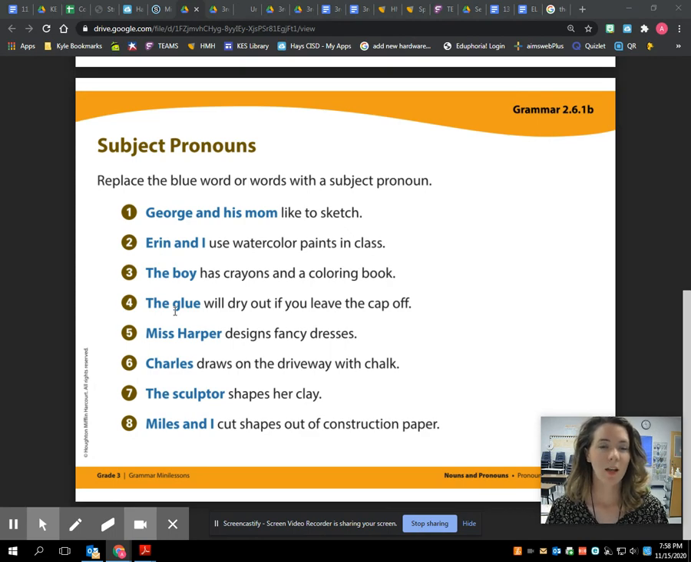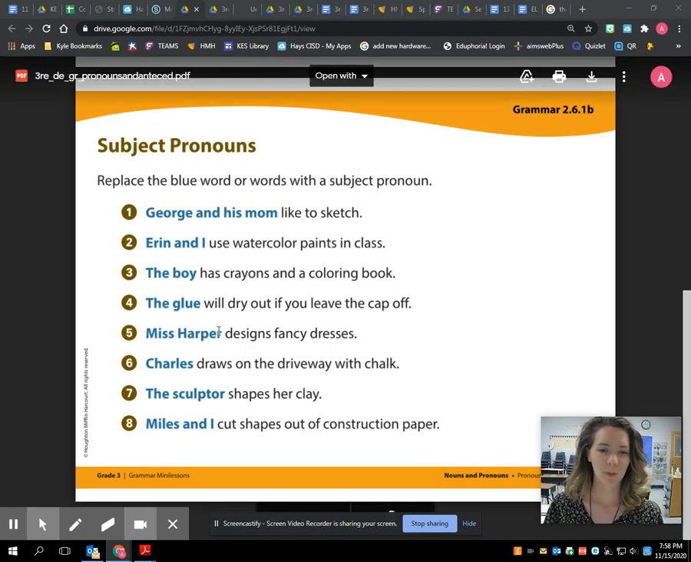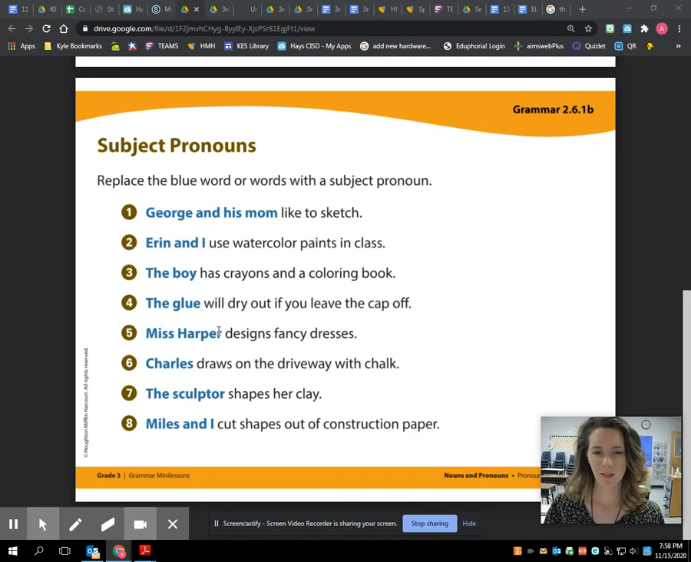So in that sentence, it is still the subject. Who or what is that sentence about? It's about it. So it would be our subject pronoun. Number 5, Miss Harper designs fancy dresses. Miss Harper. We want to replace Miss Harper. Now that's just one person, so we want to replace it with a singular pronoun. And we also want it to be referring to a female because we know we're talking about Miss Harper. So we could replace that with she designs fancy dresses.